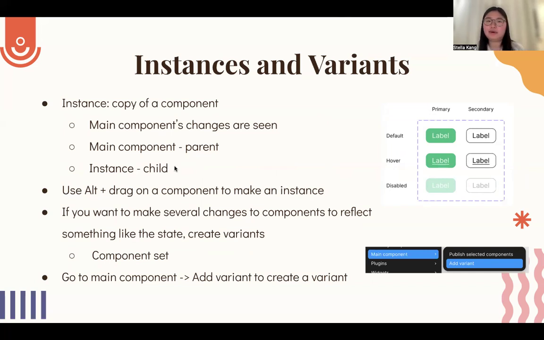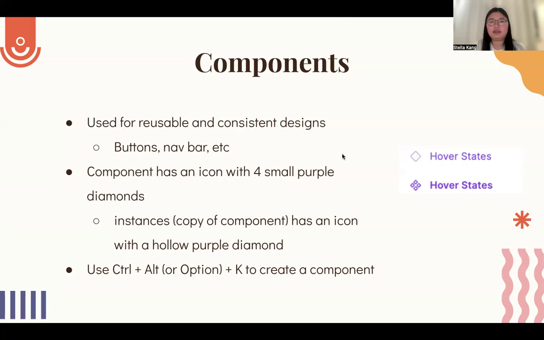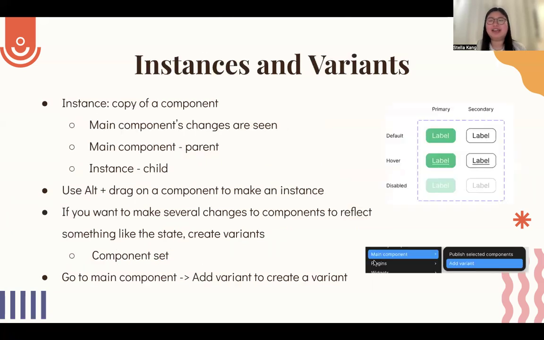If you change something on the main component, which is the purple one we just discussed here, then you'll be able to see those changes reflected in your instance. So if you copied a component over to another page and make changes on your previous page, those changes will be reflected in the page you copied it into. And you can use alt drag on a component to make an instance. Go to main component and add variant to create a variant as well. So this is what it would look like on the right for instances and variants.